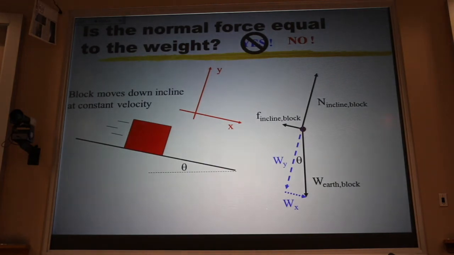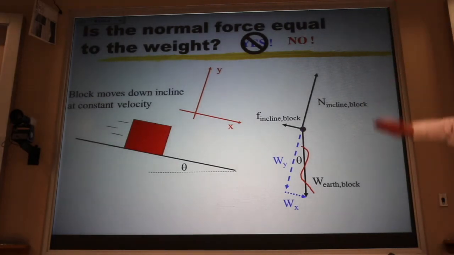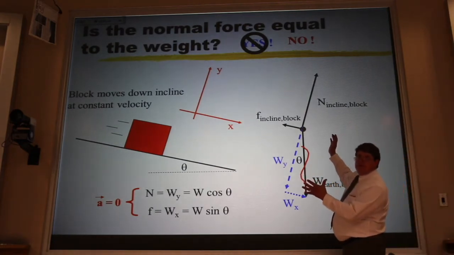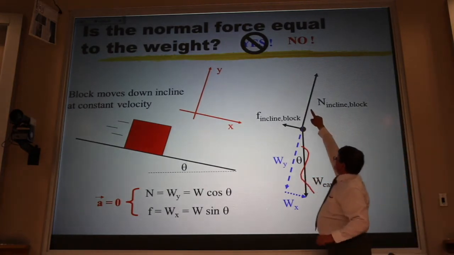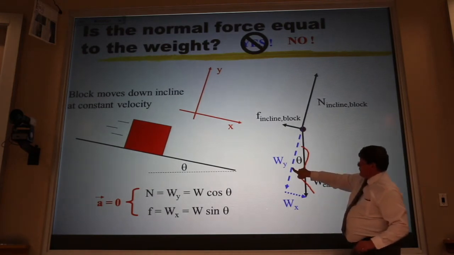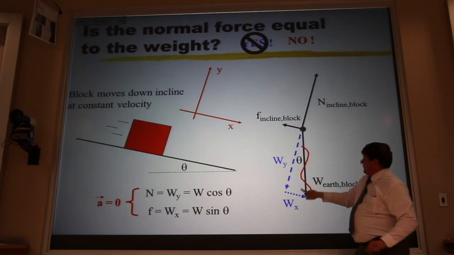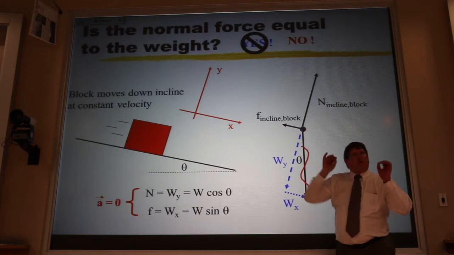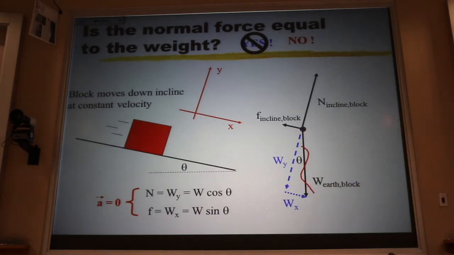Now, once you've broken up a vector into its components, you throw away the original and use the components. Once I've drawn a free body diagram, I get to use Newton's second law twice, once in what I'm calling the y direction and once in what I'm calling the x direction. If there's no acceleration, this diagram has to scream balance in both directions. That means the normal force is equal to the y part of the weight. The friction force is going to balance the x part of the weight. Well, if the normal force balances just the y part of the weight, just part of the weight must be bigger than the normal force.